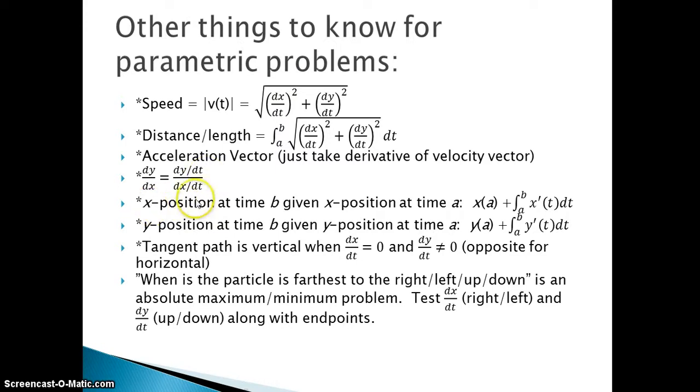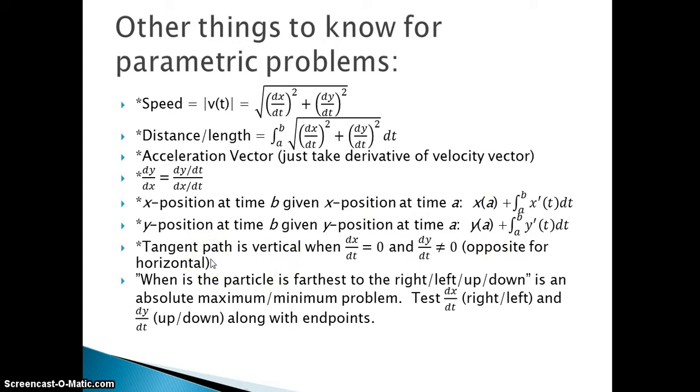If we want to find a position at time b, given your position at time a, we remember our FTC, and we would just do x of a plus the integral from a to b of x prime of t dt. A y position at time b, given our position at time a, is the very same thing, except we're dealing with our y function. So again, when we integrate our derivative over a particular interval, we're going to get our total accumulation of our distance traveled in a particular direction. And we need to make sure that we account for our initial conditions.